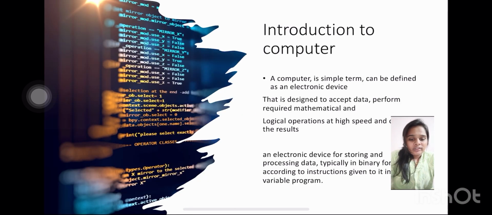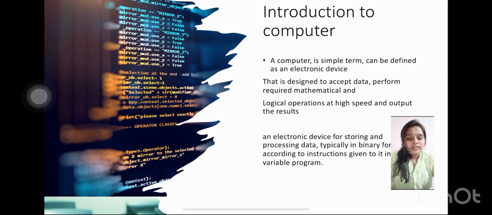Introduction to computer. A computer, in simple terms, can be defined as an electronic device that is designed to accept data, perform required mathematical and logical operations at high speed, and output the results. The other definition of a computer is an electronic device for the storage and processing of data, typically in binary form, according to instructions given to it in a variable program.